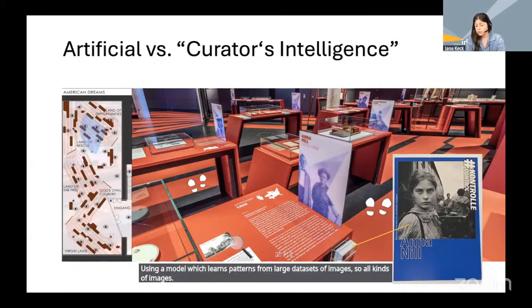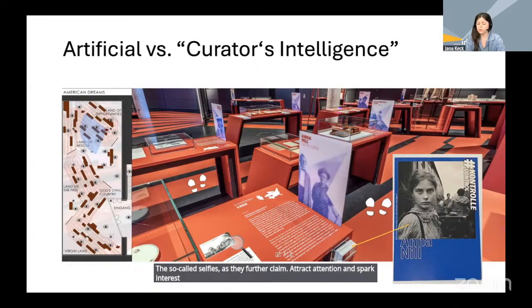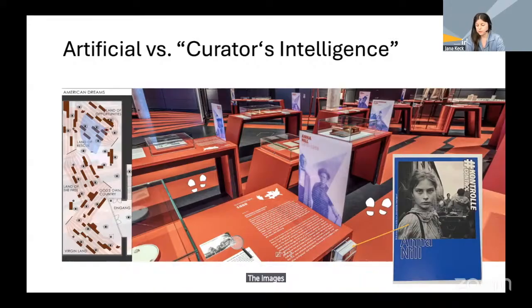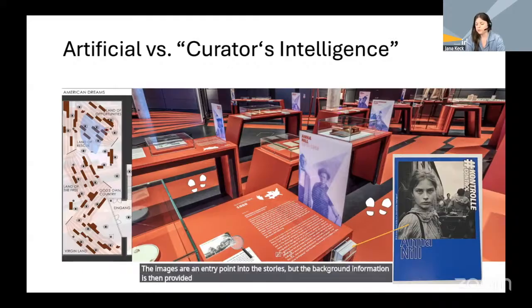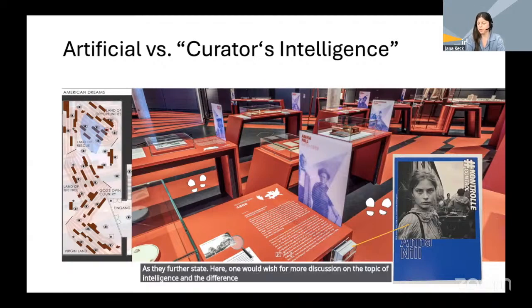The so-called selfies, as they further claim, attract attention and spark interest, leading to a deeper engagement with migration history topics. The images are an entry point into the stories, but the background information is then provided not by artificial, but by the curator's intelligence, as they further state. Here one would wish for more discussion on the topic of intelligence and the difference between a media memory and a simulation of a human memory.